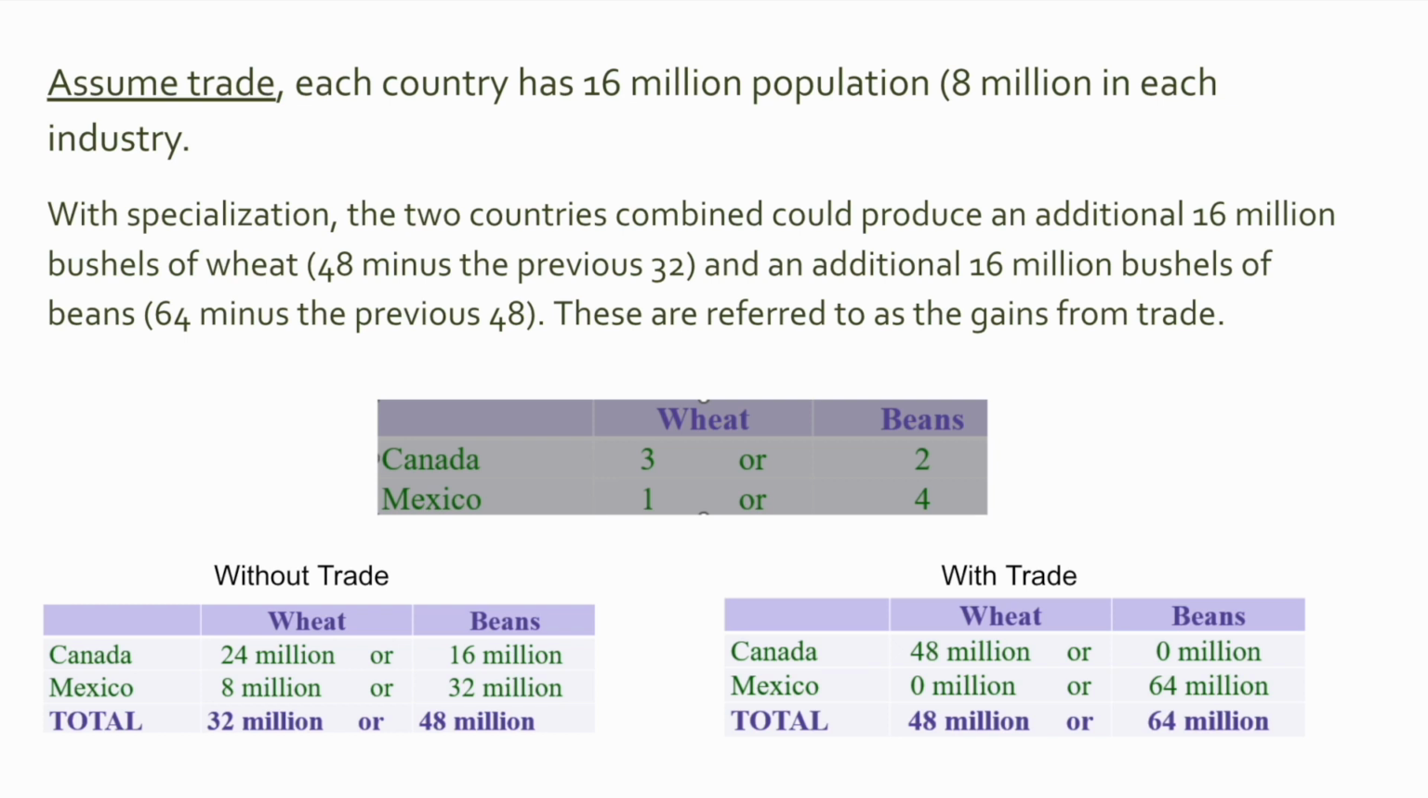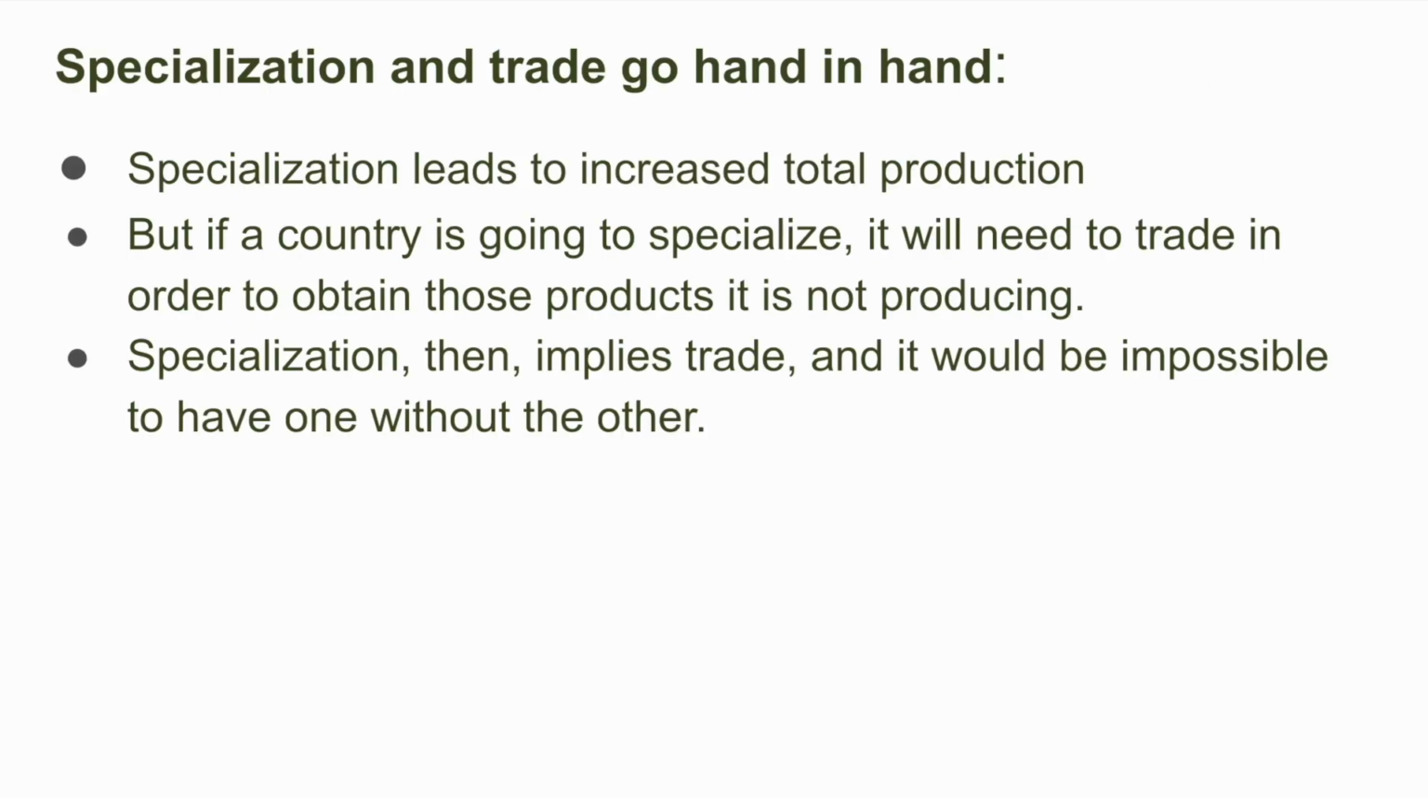And this has really been the driver of why trade has expanded. If we can get the technical issues of trade, shipping it and moving it, taken care of, then it makes a lot more sense and be much more productive to trade. So specialization and trade go hand in hand. Specialization leads to increased total production, as we've seen. If a country is going to specialize, it will need to trade in order to obtain the products it's not producing itself. So we saw that.